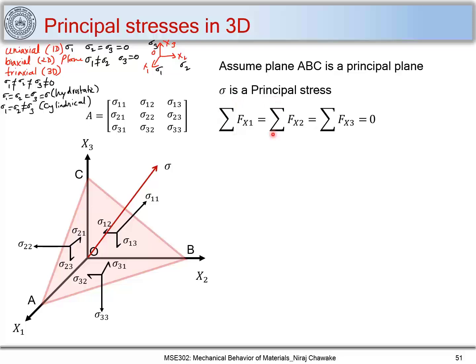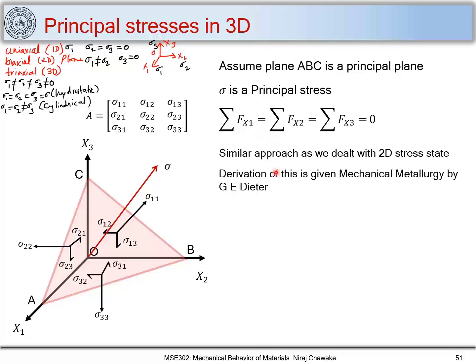If we use this approach, you can get the principal stresses in 3D. But I am not going to do that, because we have used this approach when we dealt with the 2D stress state, and moreover the derivation is given in the mechanical metallurgy book by GE Dieter. So you can refer to this book.